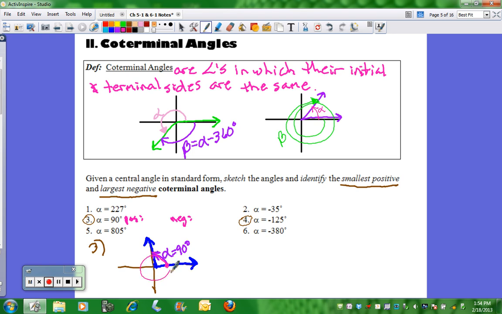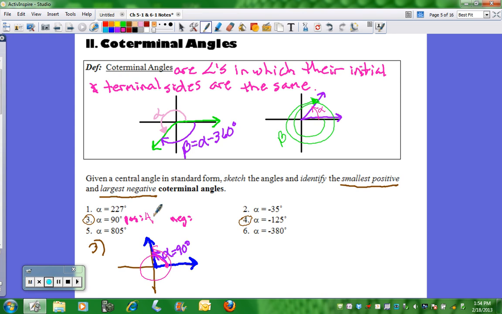And it's going to rotate again all the way to there, right? So that's going to be 90. I added a 360 to it, if you recall, right? So I got a 90 plus a 360. 90 plus 360, that's going to give us 450 degrees.